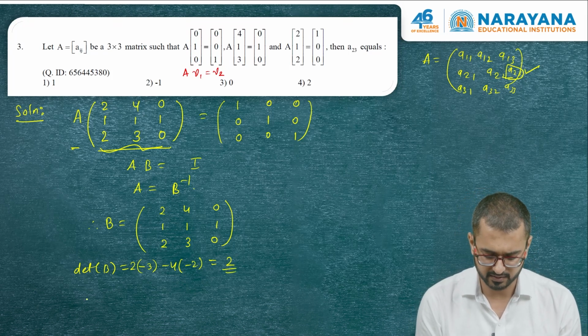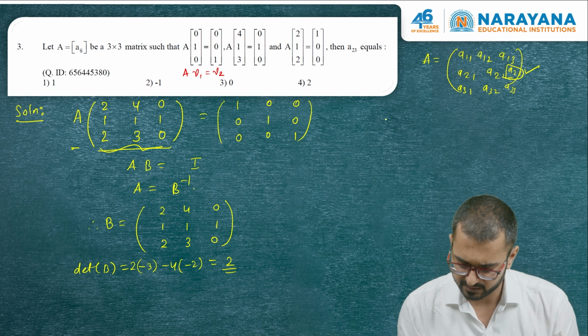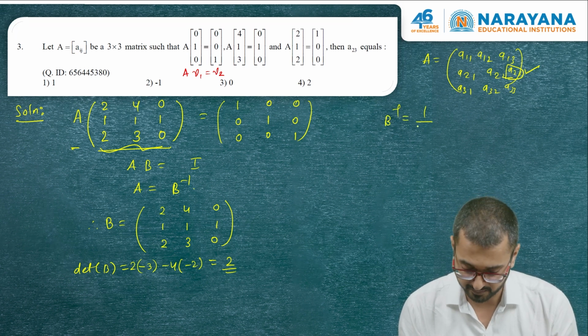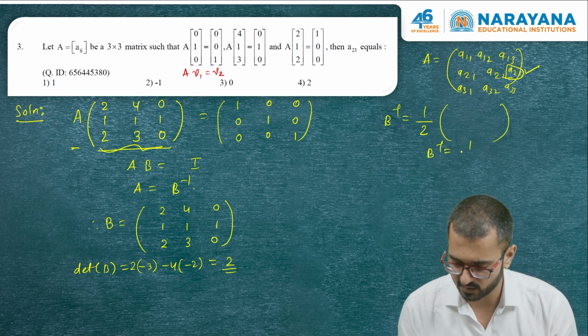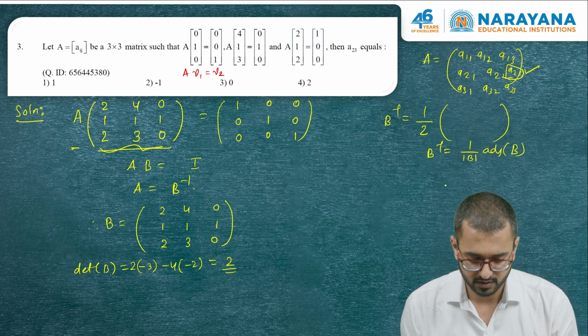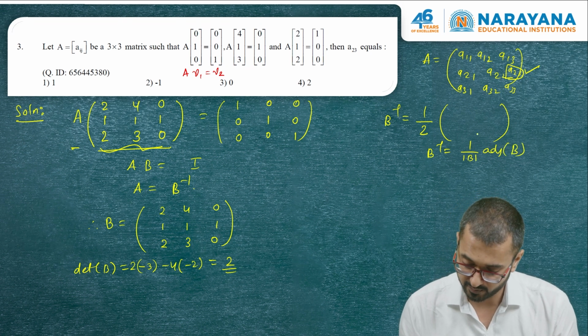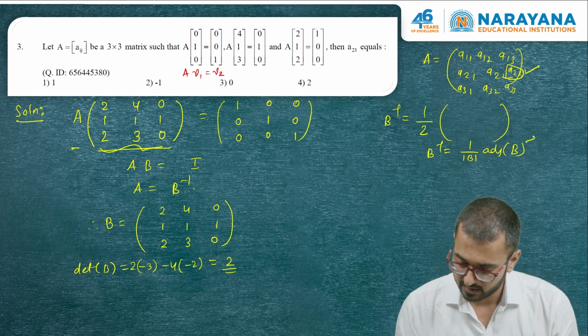So now we'll find the inverse of B. B inverse we can find by using the adjoint method. So it will become 1 over the determinant of B, which is 2, times the adjoint, right? We are using this result: B inverse is equal to 1 over det B into adjoint of B. So we want to find the adjoint of B. Adjoint of B means we have to write down the cofactors transpose. So we'll write down the cofactor matrix and then write down its transpose.